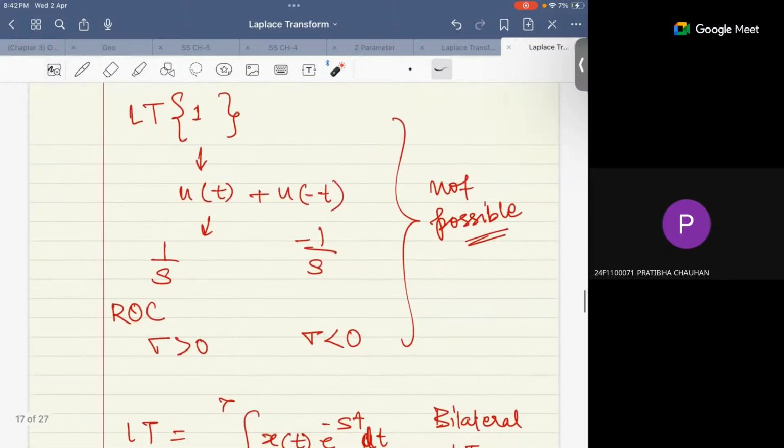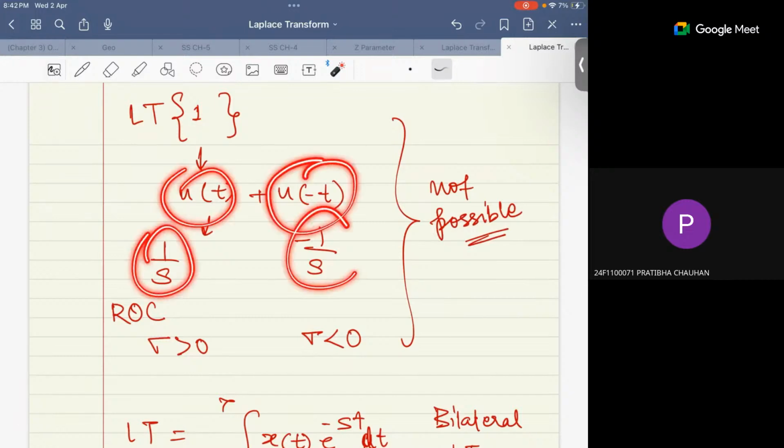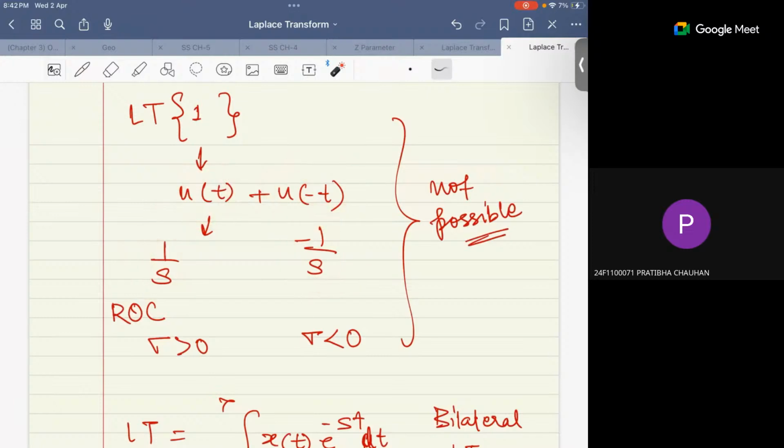See, the derivation has also been given here. For u of t you have 1 upon s. For u of minus t it is minus 1 upon s. This is a right-handed signal: right hand side of the pole, sigma greater than 0. The other is on the left hand side of the pole, sigma less than 0. So there is no intersection of these two. That's why for signal 1 the Laplace transform is not possible.